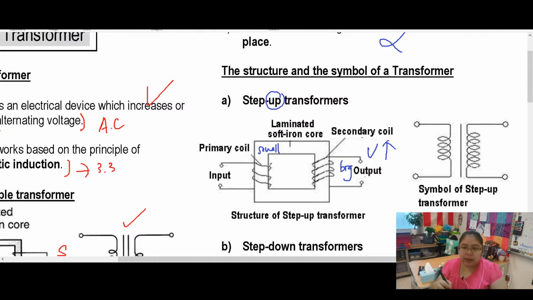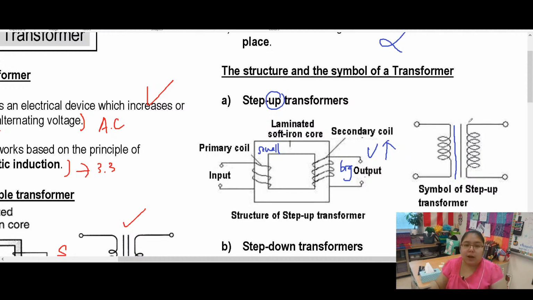Okay, so you can see this part got 3 turns only. This one got 4 turns. So that means the output voltage later should be higher than the input. Okay, now you can see drawing the symbol. Can you see the number of turns for the primary become less? The number of turns for the secondary become higher. So this one is a step up. Okay, make sure this one we draw as a full line. Don't skip the line. Okay, we draw 2 straight lines at the center.